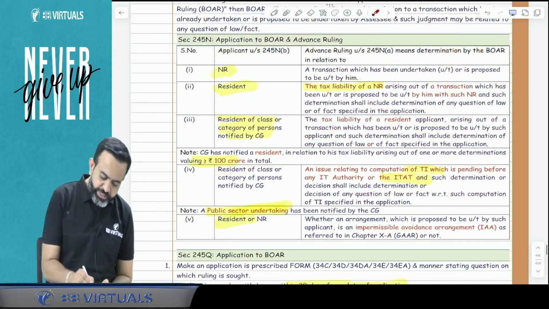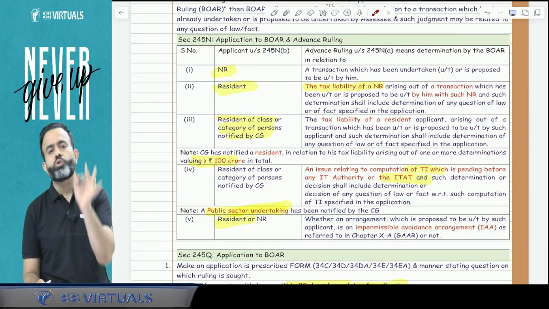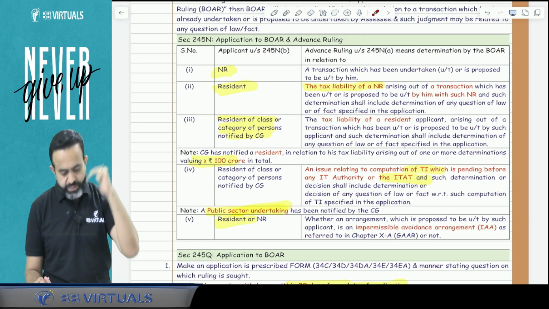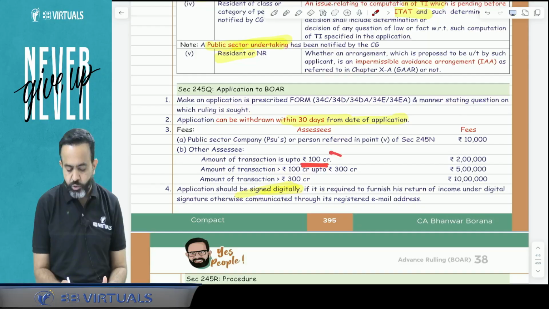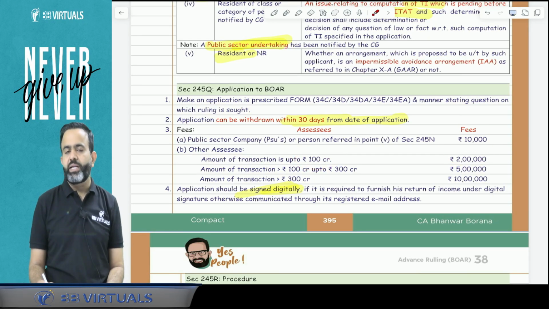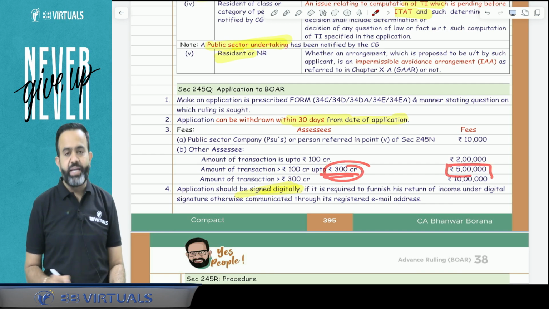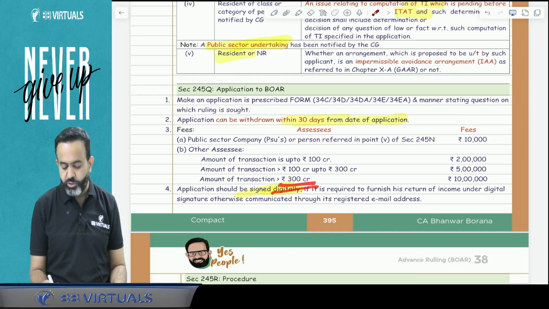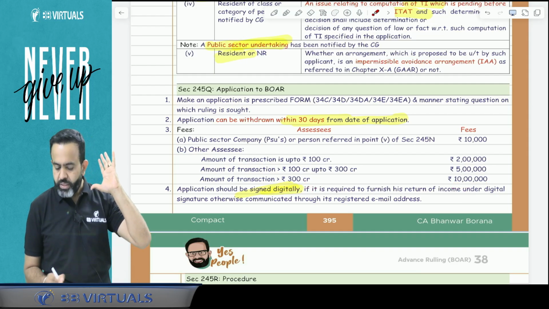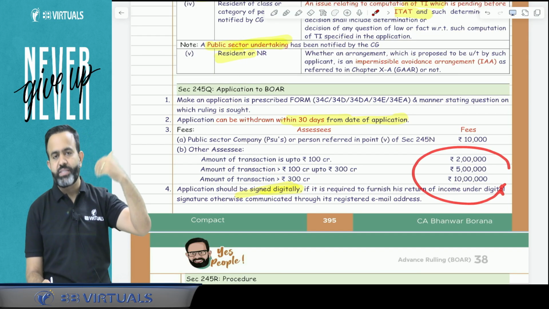Now in case of the first 3 categories, the fee depends on the transaction value. If the transaction value is up to 100 crore rupees, then the fee is 2 lakh rupees. If the transaction value is more than 100 crore up to 300 crore, then the fee is 5 lakh. And if the transaction value is more than 300 crore, then the fee is 10 lakh rupees. So this is the application fee, or you can say the filing fee.